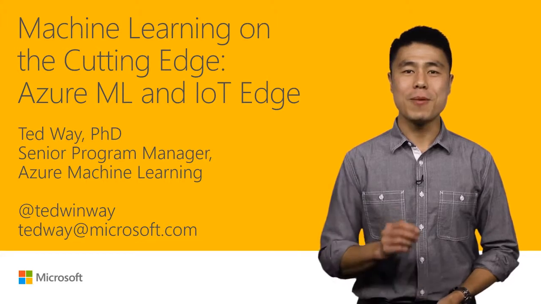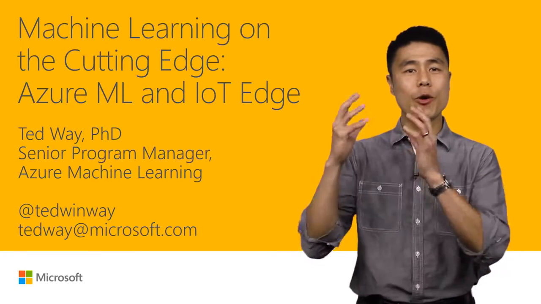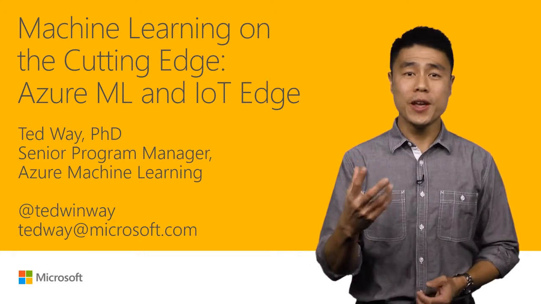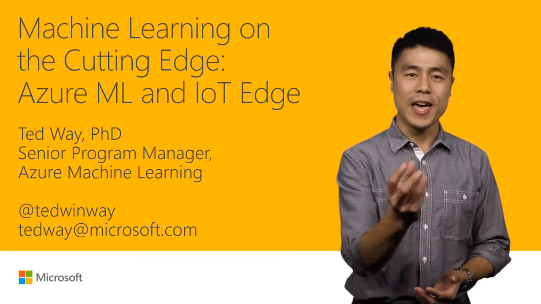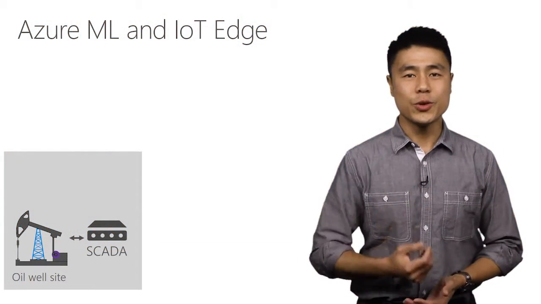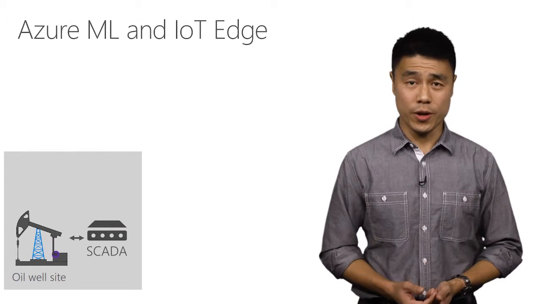Today, I'll be talking about machine learning on the cutting edge. This means using the power of the cloud with elastic compute and storage to train machine learning models and then deploying them to edge devices. To illustrate this, let me talk about work that Schneider Electric is doing when they pump oil.